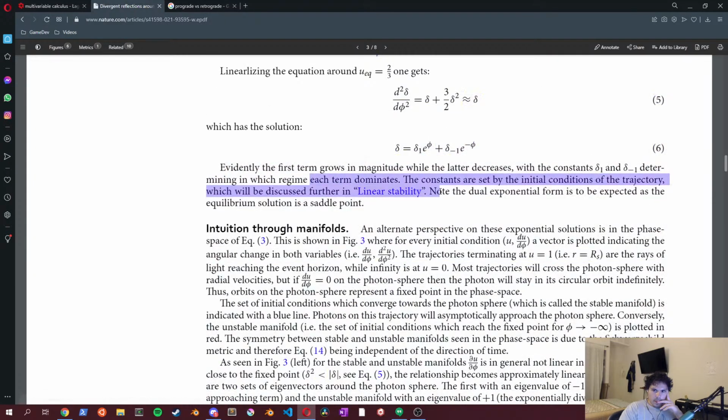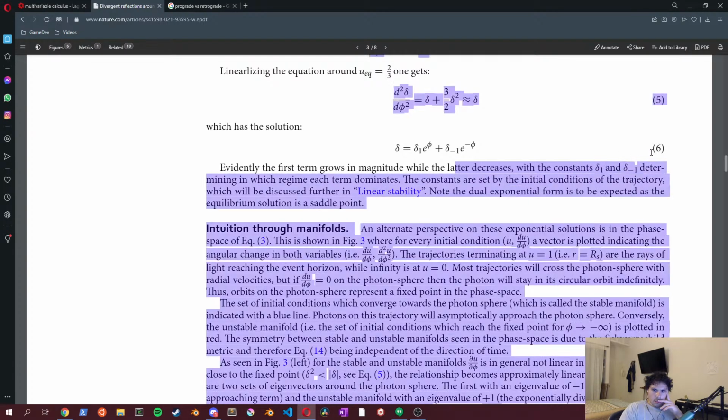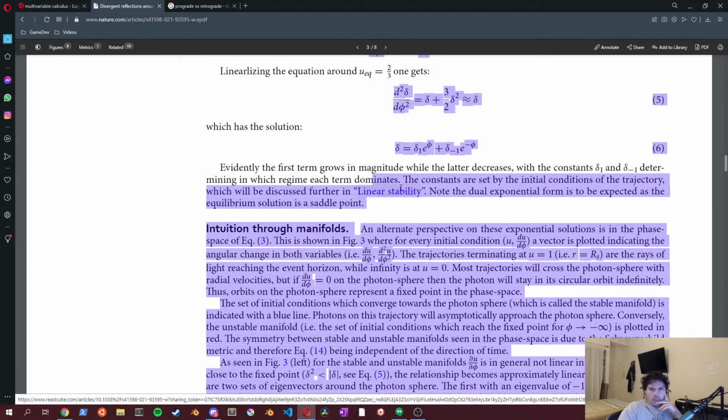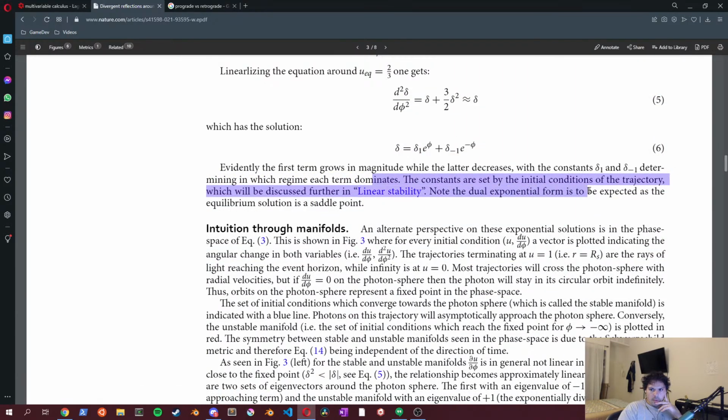Evidently, the first term grows in magnitude while the latter decreases, with constants delta 1 and delta minus 1 determining in which regime each term dominates. The constants are set by initial conditions of the trajectory, which will be discussed further in linear stability. Note that the dual exponential form is to be expected, as the equilibrium solution is a saddle point.